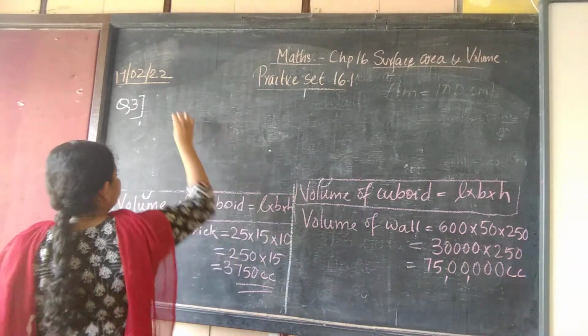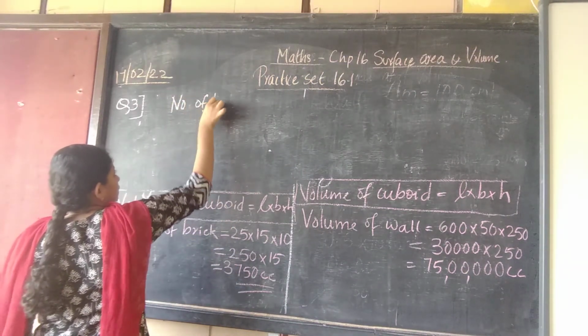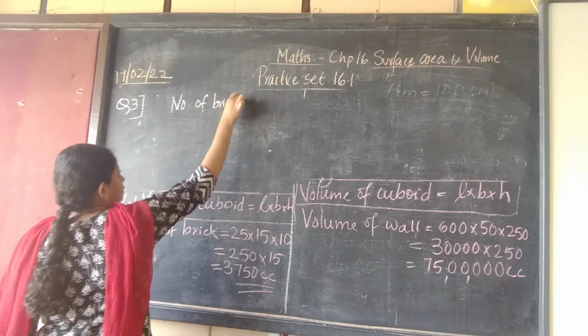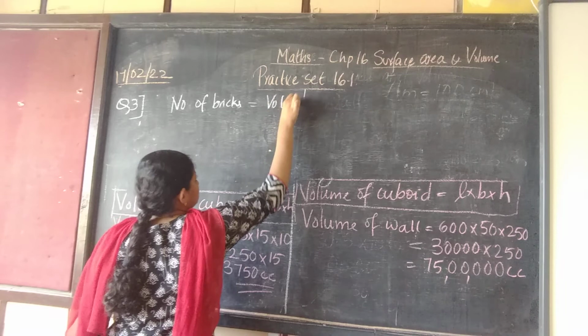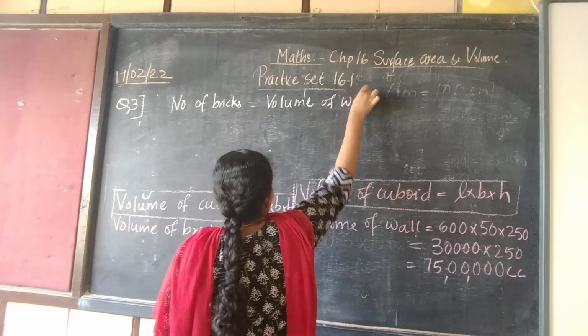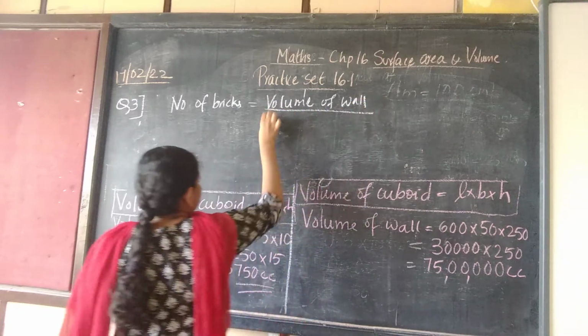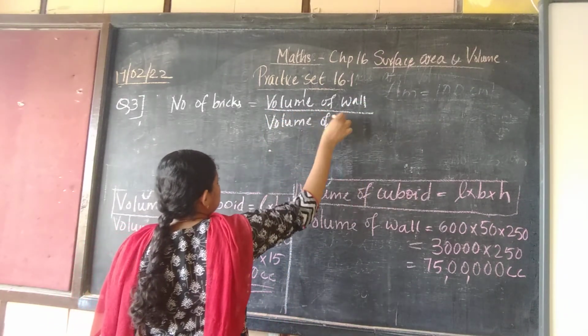So now what you are going to do is number of bricks is equal to volume of wall upon volume of bricks.